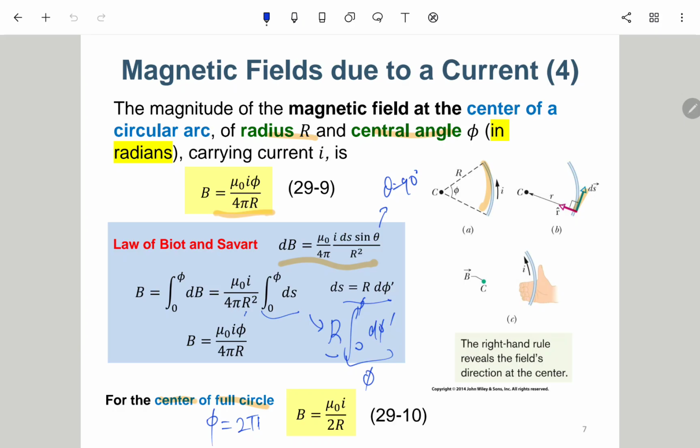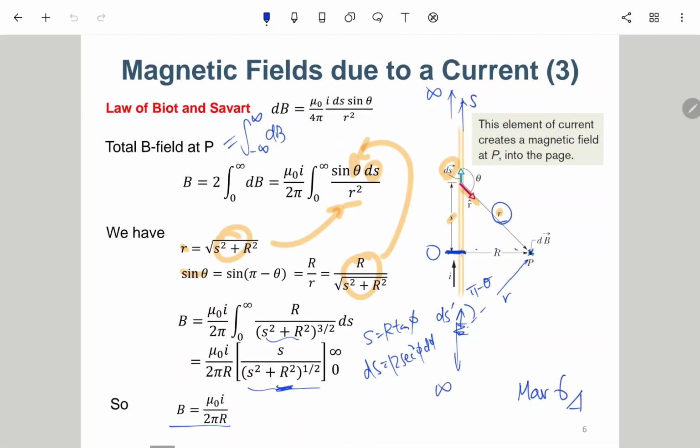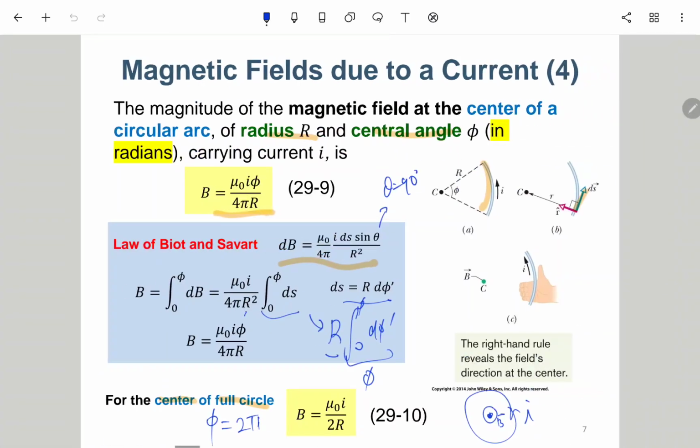Here we consider a circle, actually a ring, a loop, a current loop, a circular current loop. And here we try to find the B field at this point. We have the B field at the center with the expression like this. And here we have a long straight wire, infinitely long, and then we consider the B field nearby.